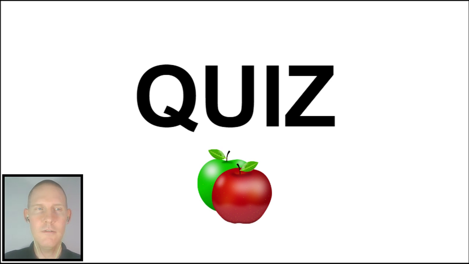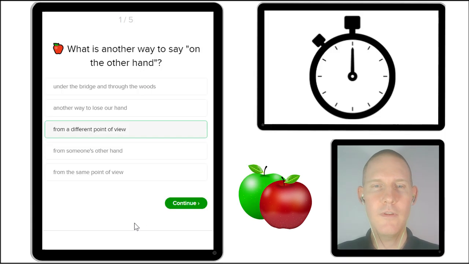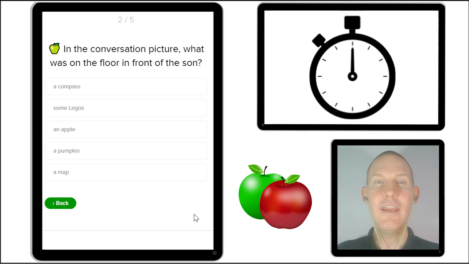And here we go. All right, so that was question number 1. Ooh, I see a little button that says continue. Let's go to question number 2. Are you ready? In the conversation picture, what was on the floor in front of the son? A compass, some Legos, an apple, a pumpkin, or a map? Here's your music.